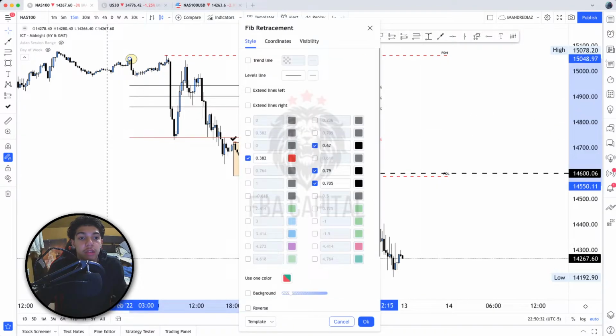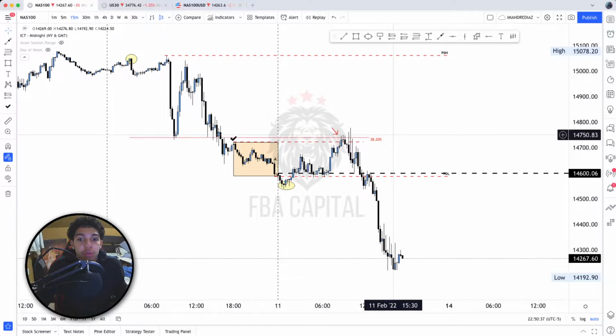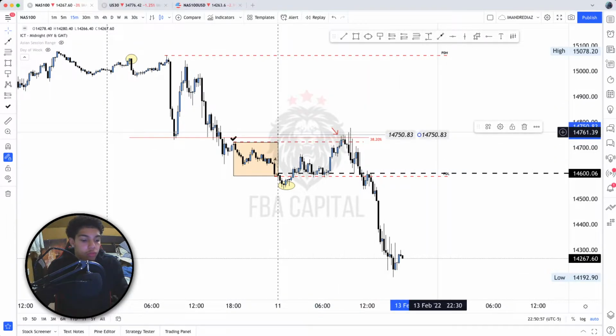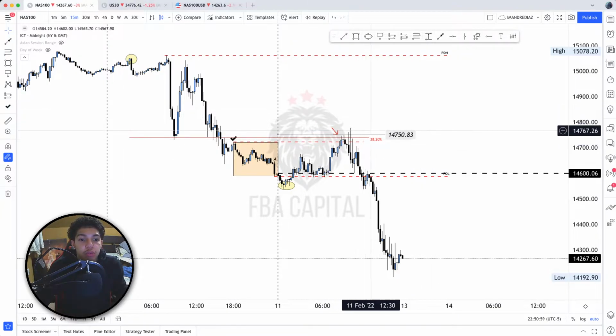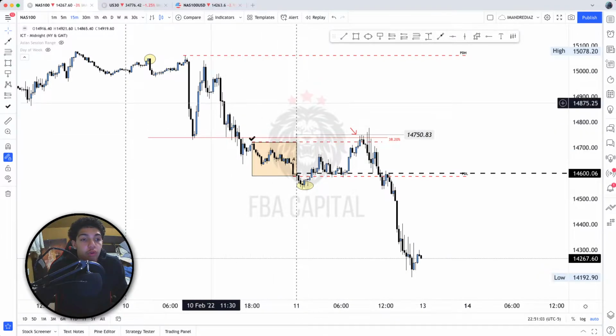Now, we're only going to need the 38.20%, so let's just use that. And you can see we have this 38.20% rejection right here. And then we also have this 14,750 level. We're right at this 14,700 down here, but 750 is going to be our mid-figure level that price ended up withholding. So if we pull that all the way over, just like this, we rejected 14,750. We had this 38.20% rejection from this previous day's low, and we were overall in this bearish move.